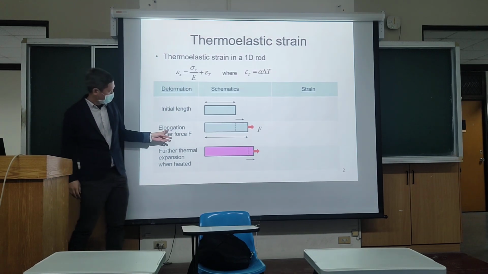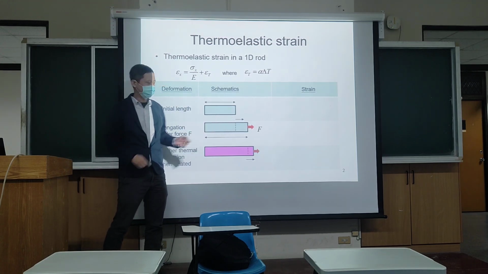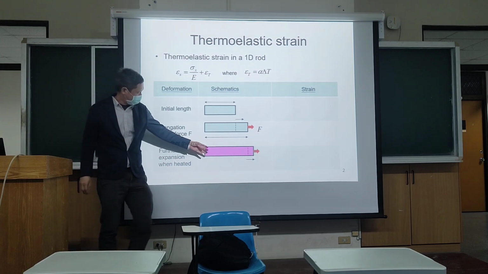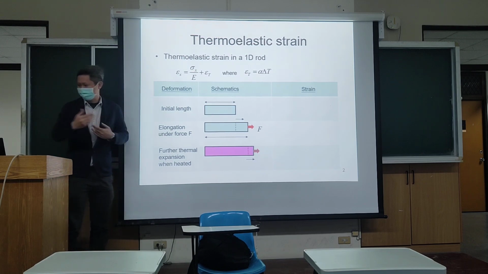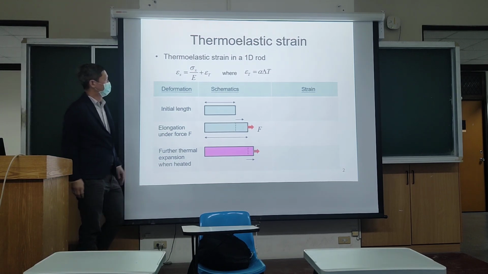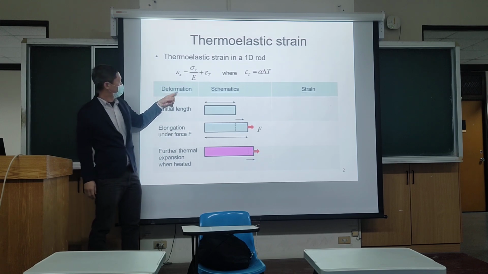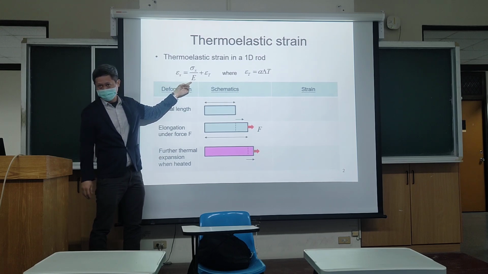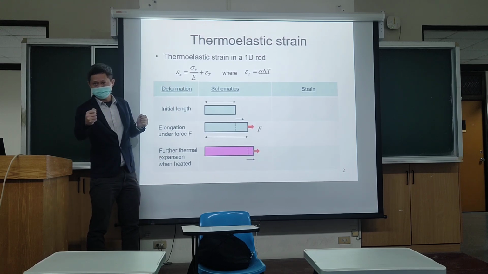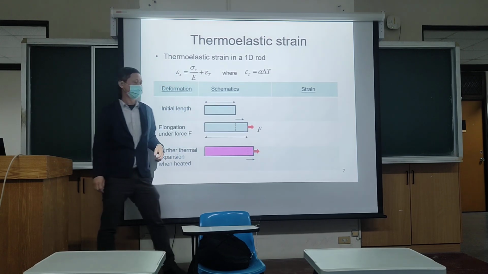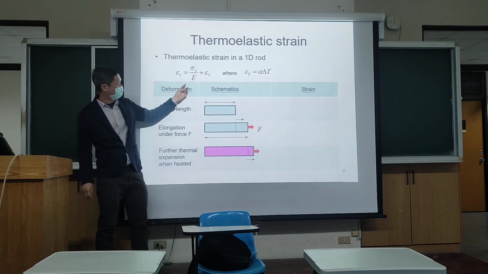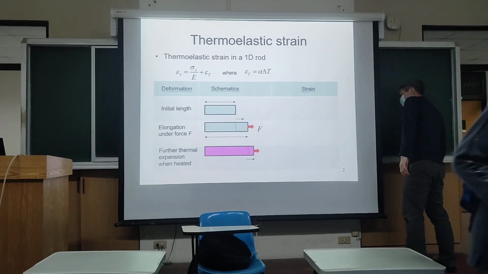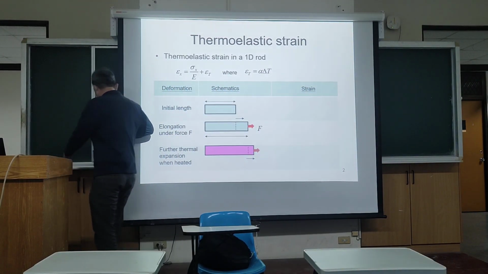And then if you pull it, then you will have elongation. Okay? And if you now heat it, then you have the thermal expansion. So the total strain in the rod, which is the total length strain, can now be expressed as two parts. One is caused by the external force, that's the pulling force, and the other is caused by the thermal expansion.